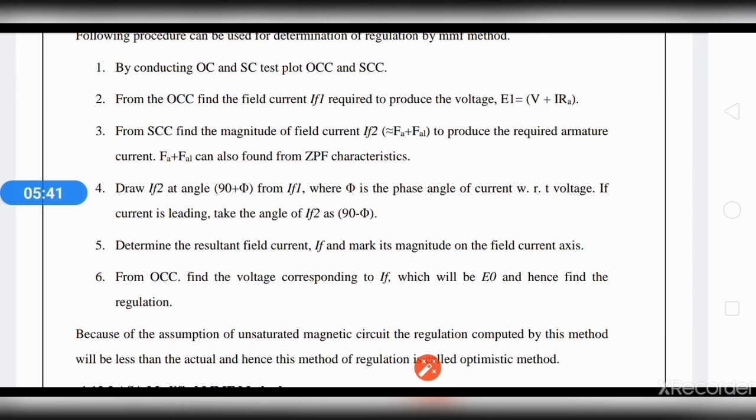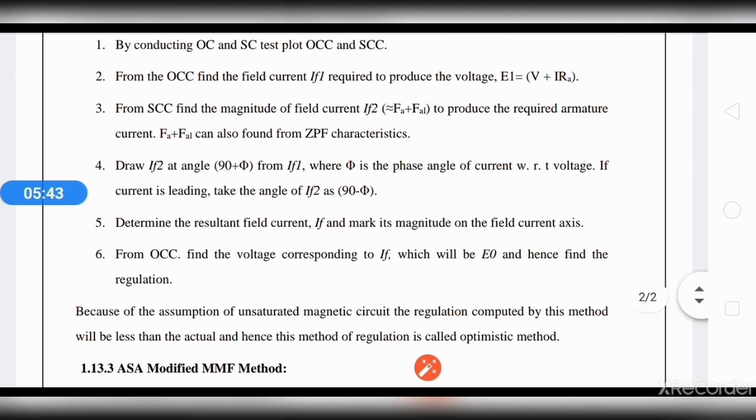Based on the assumption of an unsaturated magnetic circuit, the regulation computed by this method is actually less than the actual voltage regulation of the machine. Hence this method of voltage regulation is known as the optimistic method, because the value found by this method is less than the actual voltage regulation. That's why it is known as the optimistic method.